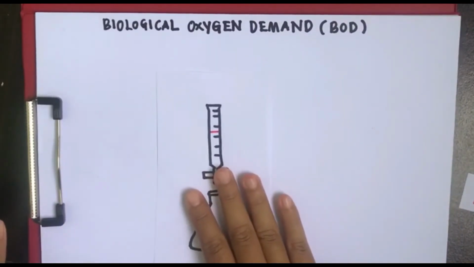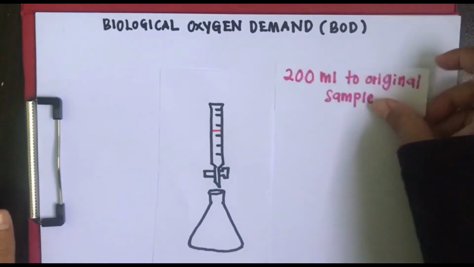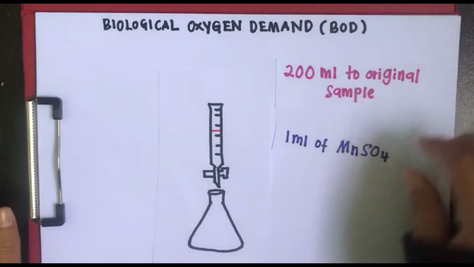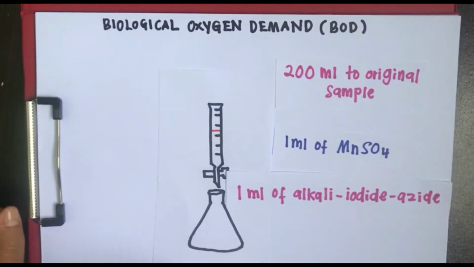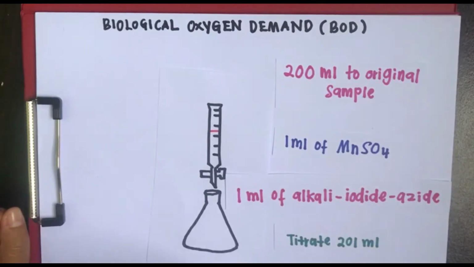Then titrate a volume corresponding to 200 ml of original sample, after correction for sample loss by displacement with reagents, thus for a total of 2 ml, which is 1 ml of MnSO4 and 1 ml of alkali iodide azide reagents in a 300 ml bottle. So we titrate 200 times 300 over 300 minus 2, which means we use the titration for about 201 ml.